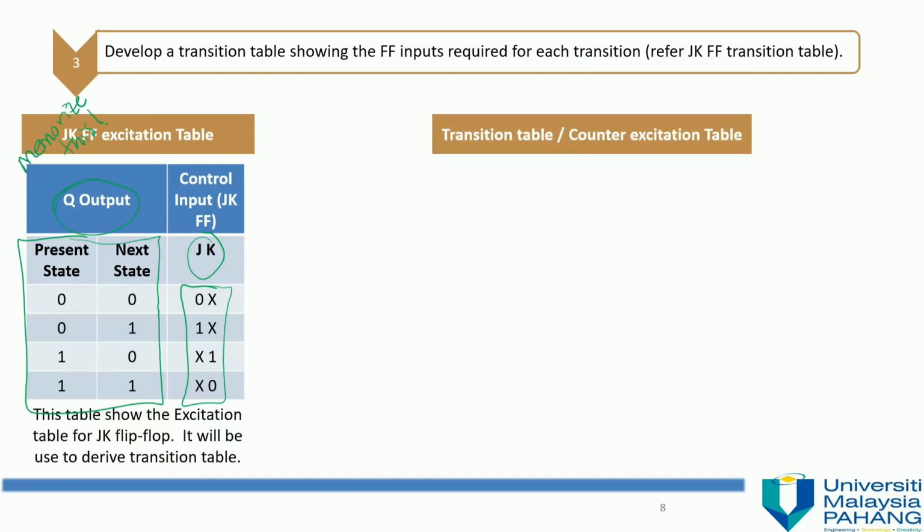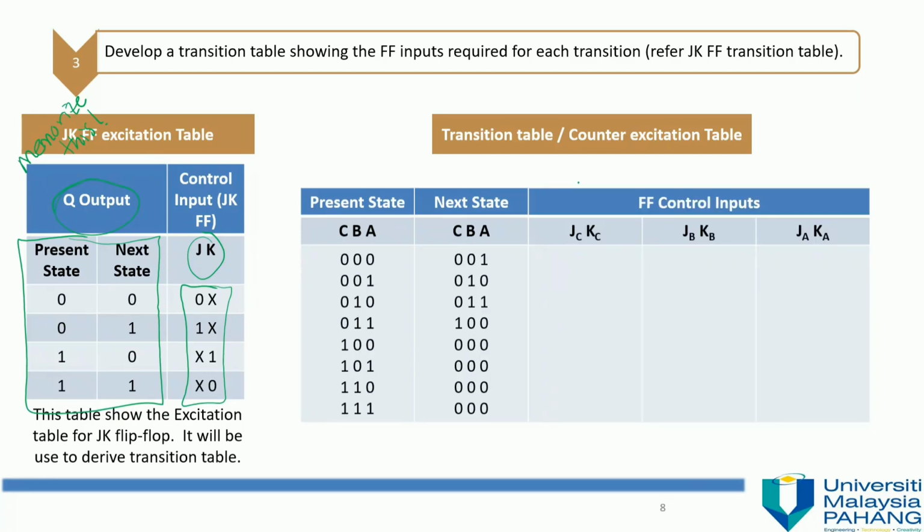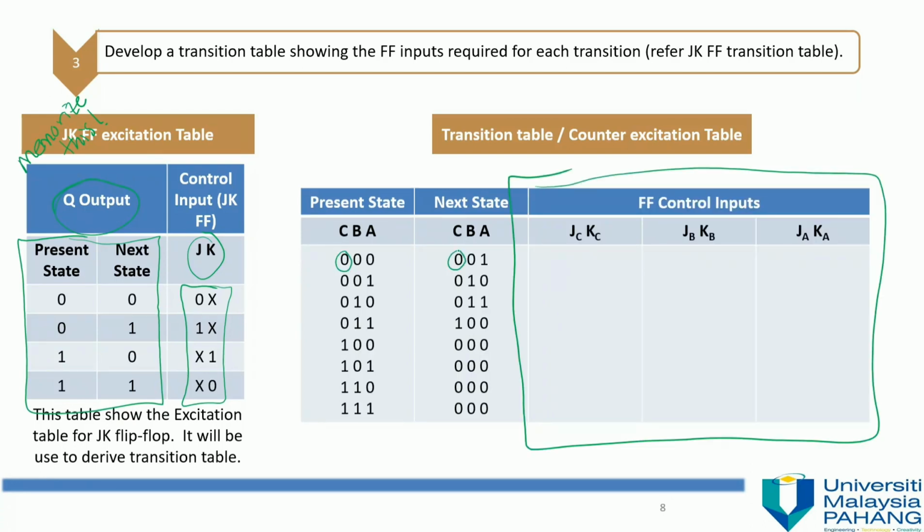To draw the transition table or counter excitation table, we need to refer to the next state table that we derived from step 2. From the next state table, we can derive this table, and this is the output C for the next state. Then look at the JK excitation table. If the present state is 0 and next state is 0, the JK is 0, don't care. Next for output B, JB, KB equals 0, don't care.